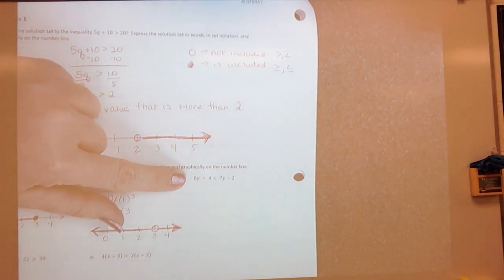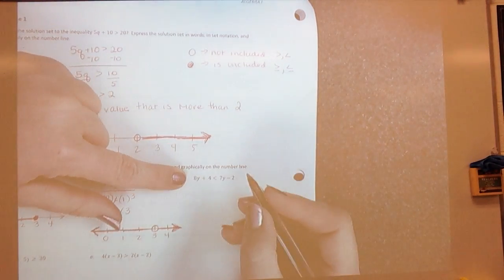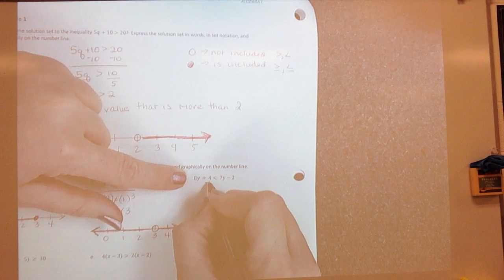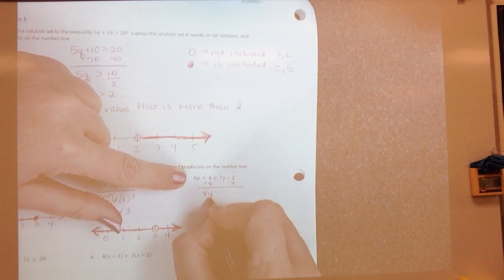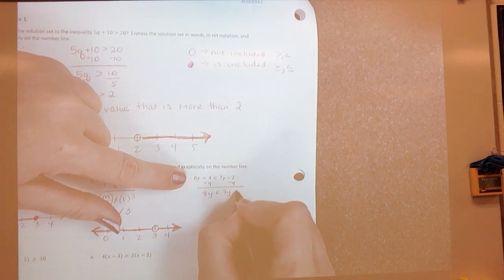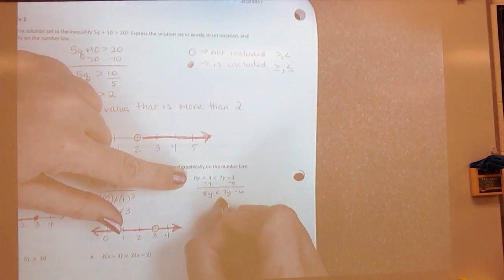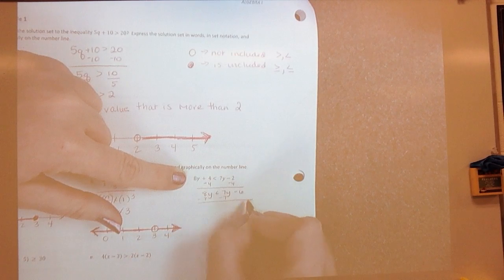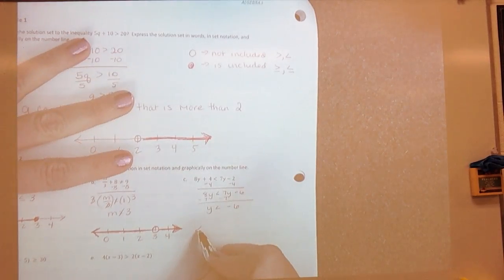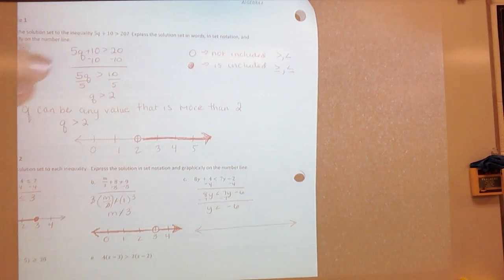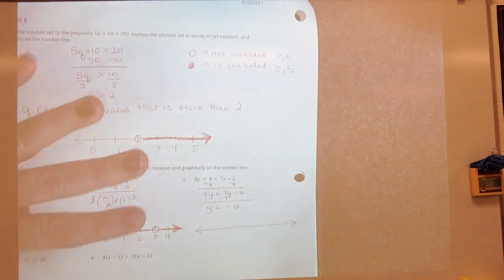Let's look at this one. Just like solving a two-step equation, I'm going to subtract my 4. I get 8y is less than 7y minus 6. Subtract your 7y. Y is less than negative 6. Alright. Now I'm going to draw out my graph. And notice my graphs change.